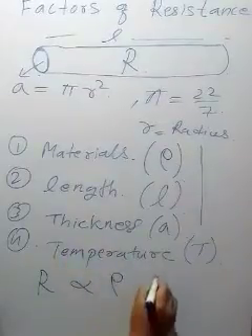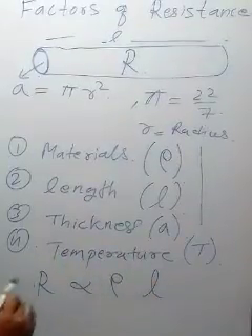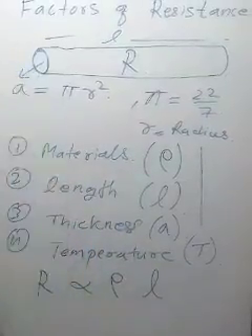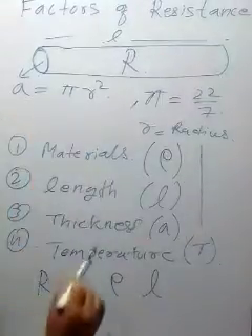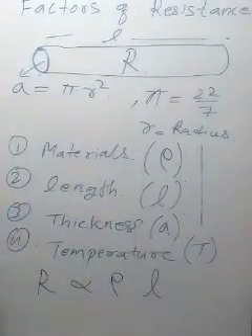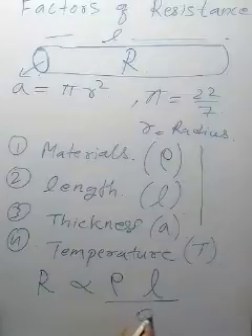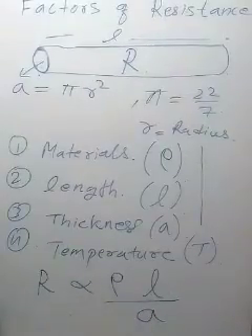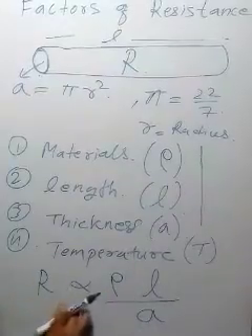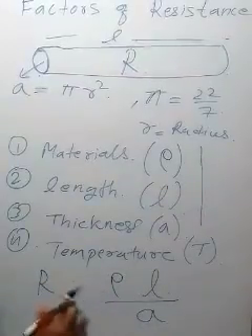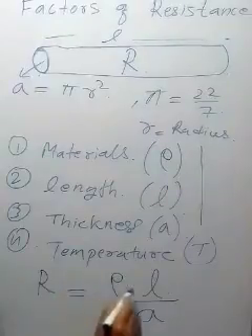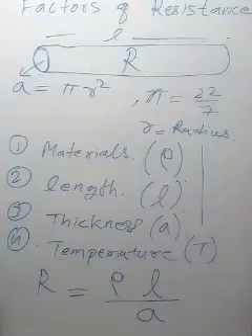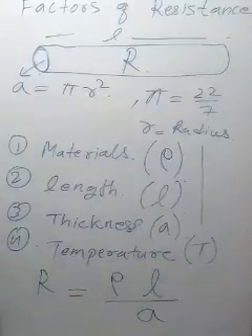When you increase the length, R also increases. But in the third, thickness, if the area is large, then the resistance will decrease. That's why we write it in the denominator, as inversely proportional. When you combine all these, R equals rho into L by A, where A is area. And finally, number four is temperature.